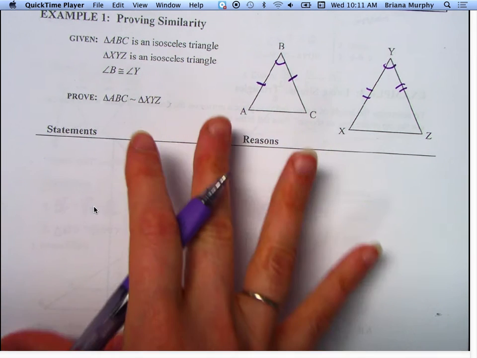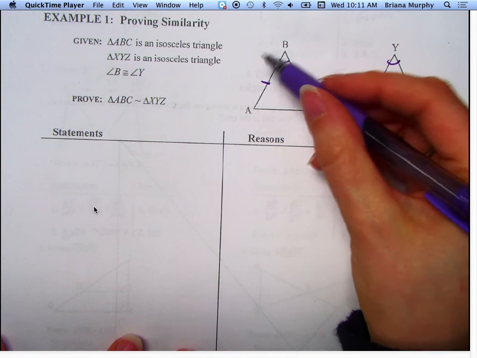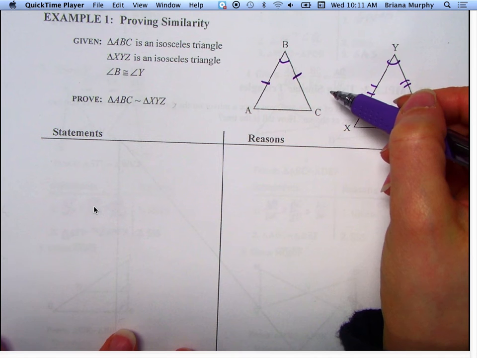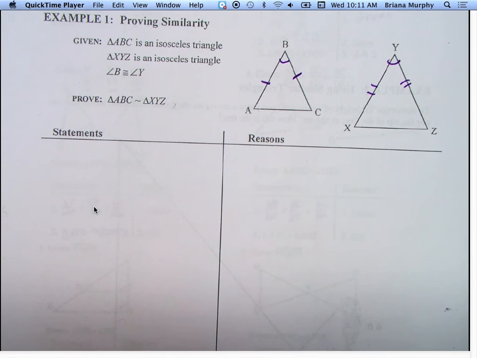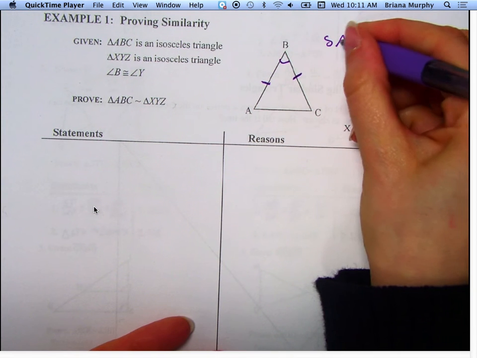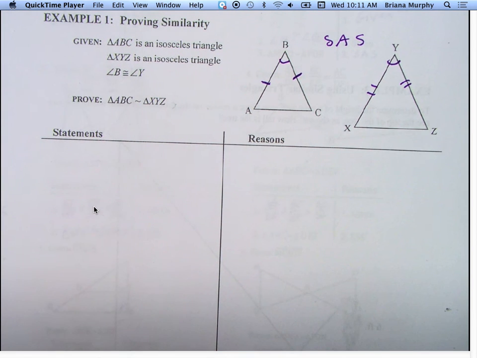All right, so now we're going to start with a proof. We know that this is going to be what? How am I going to prove the similarity? Remember my three options? Angle, angle, side, angle, side, or side, side, side. This is going to be side, angle, side for this one, right? So we have a side, an angle, and a side.